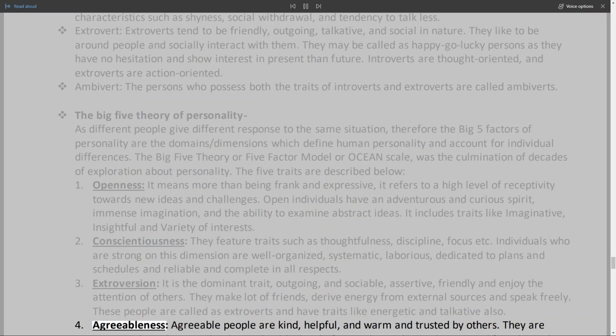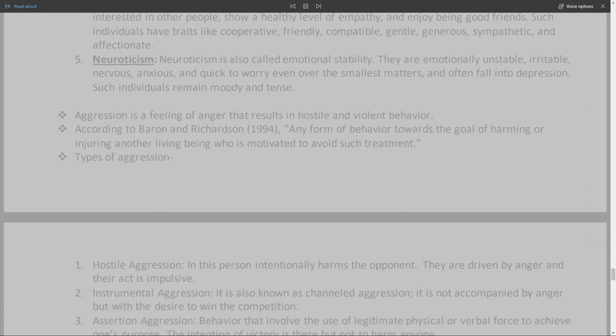4. Agreeableness. Agreeable people are kind, helpful, and warm and trusted by others. They are interested in other people, show a healthy level of empathy, and enjoy being good friends. Such individuals have traits like cooperative, friendly, compatible, gentle, generous, sympathetic, and affectionate.